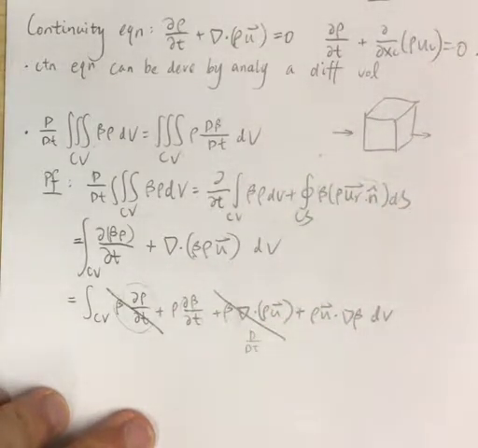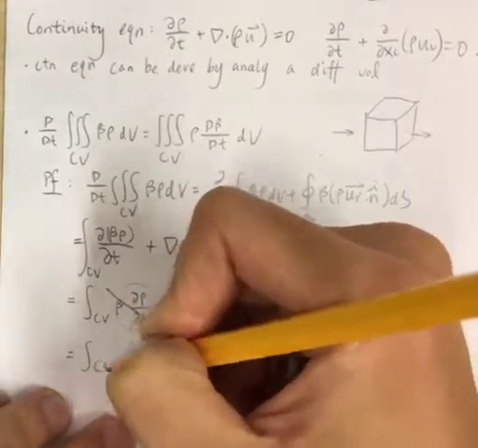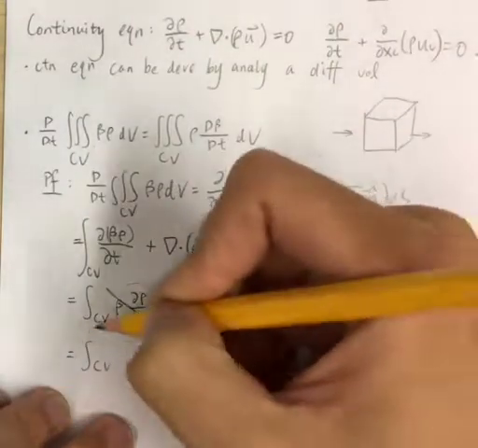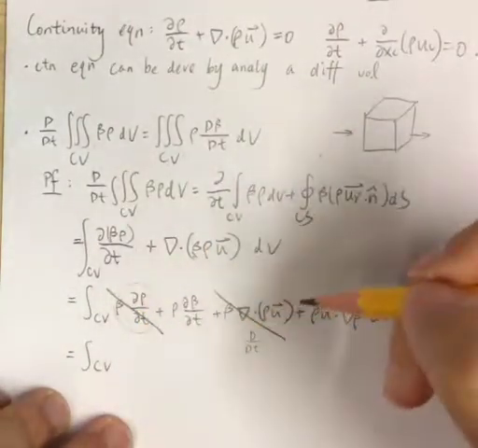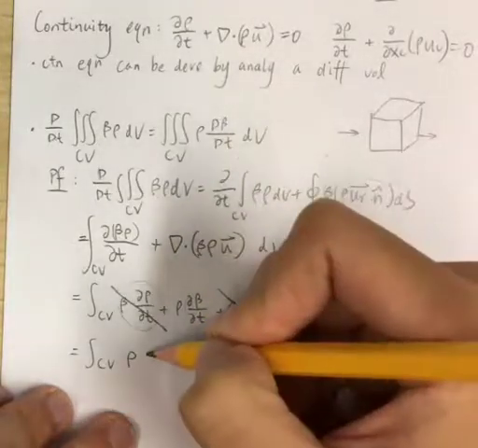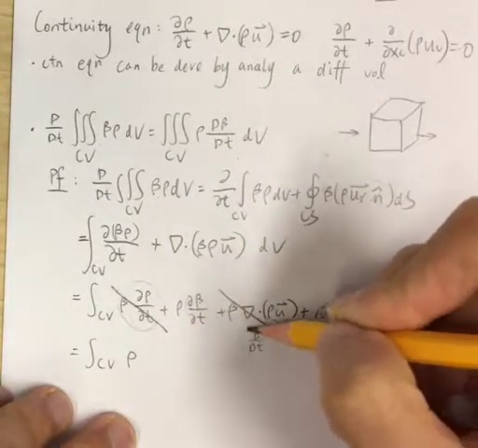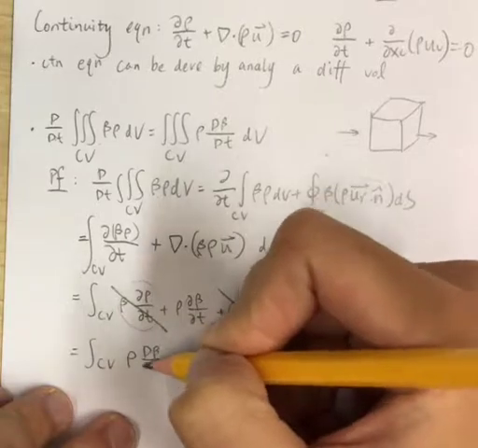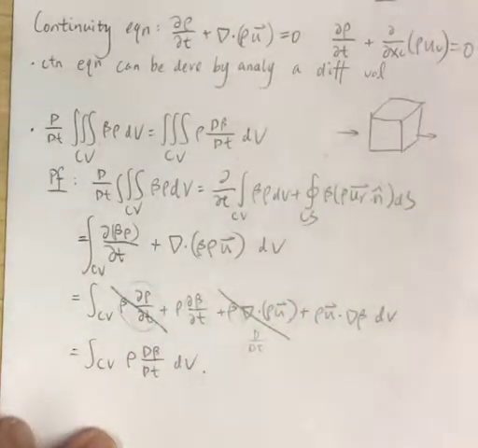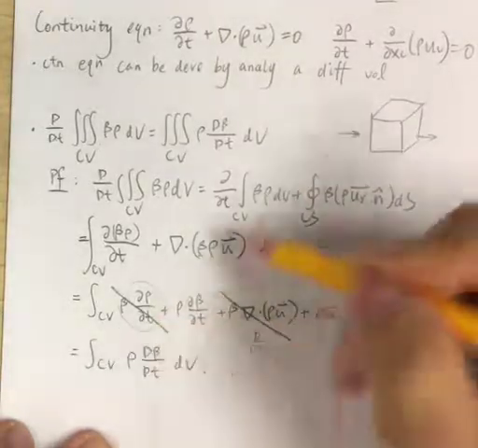So what's our result? This thing, which is the left-hand side, will be equal to the integral on CV of what? Rho, we pull it out, right? And here, on the inside, we have this thing, which is d beta dt. This finishes our proof, right? See, this thing is just this thing.